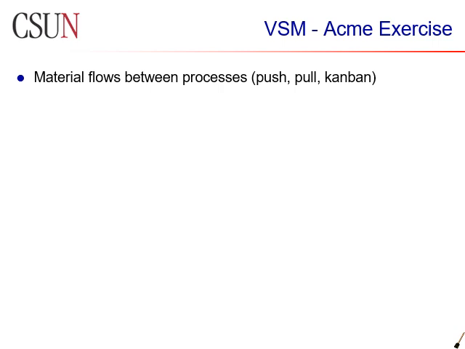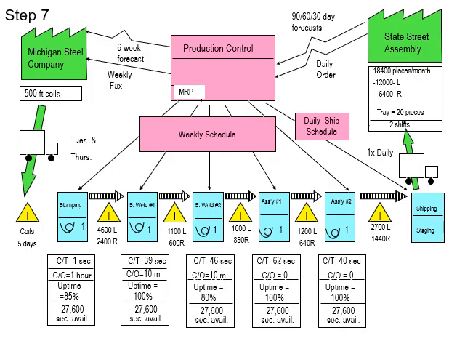The next step here is how does the material flow between one process and another process? So as I look from here, how does it flow from here to here? Is it going by pushing the product? So this is the push. Or is it going by pulling the product? Pulling the product will be something like that.